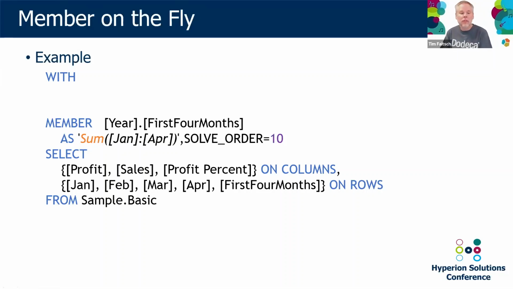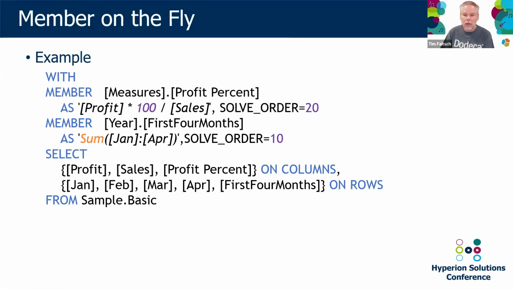Okay, so we still have to build out our profit percent member. And that's what we'll do up here. So I've added another member here, measures dimension, profit percent. And now I'm going to define that. Multiply profit by 100 and divide it by sales. Oh, and by the way, set its solve order to 20. So this happens after the first 4 months gets added up. Very important, because if you did it the other way, you'd have the incorrect number.